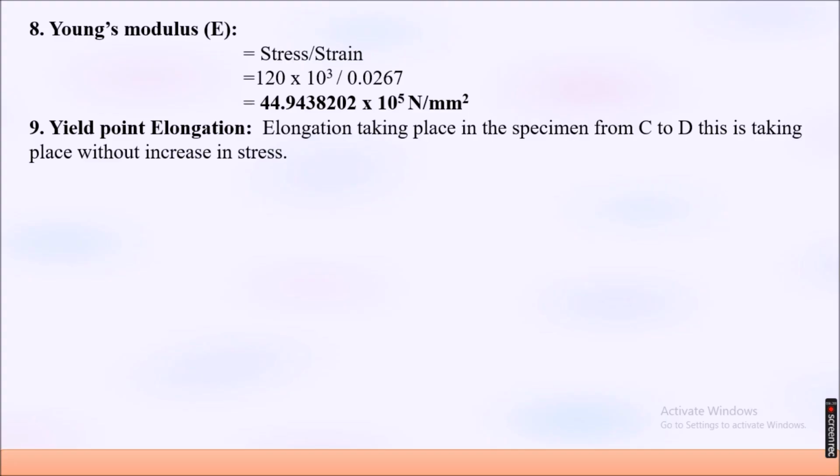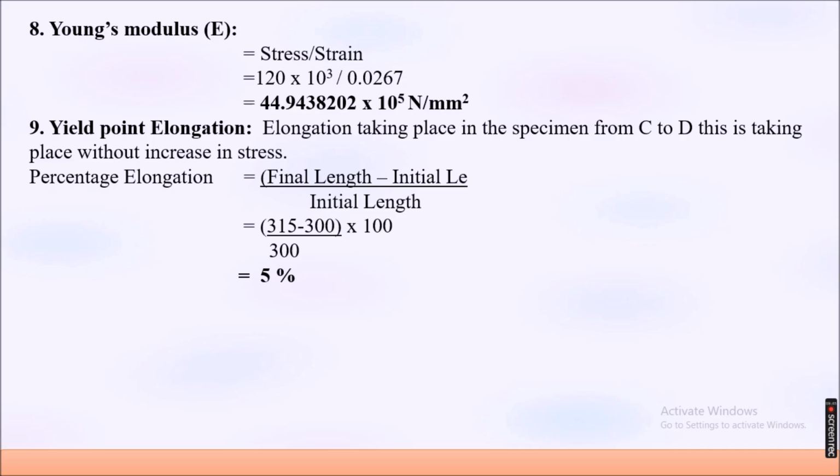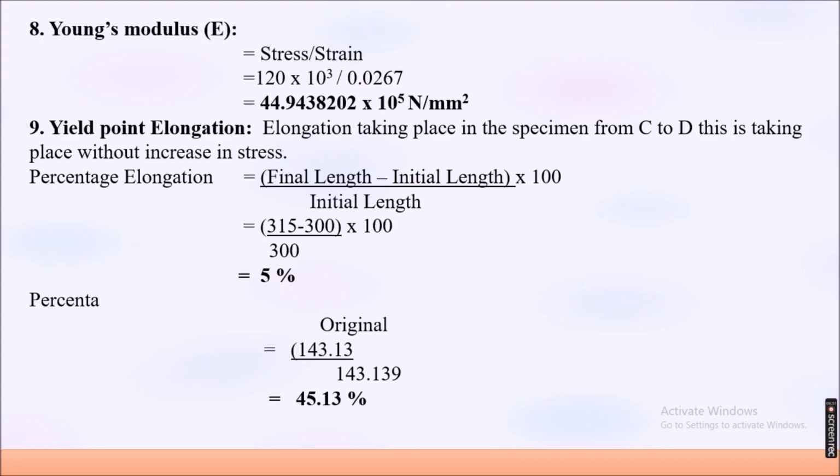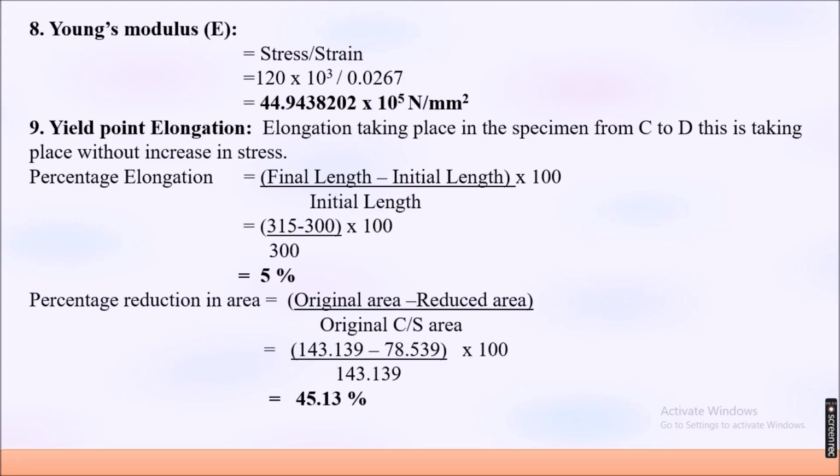Percentage elongation is final length minus initial length, divided by initial length, times 100: 315 minus 300, divided by 300, times 100, which is 5%. Percentage reduction in area is original area minus reduced area, divided by original CS area, times 100: 143.139 minus 78.539, divided by 143.139, times 100.